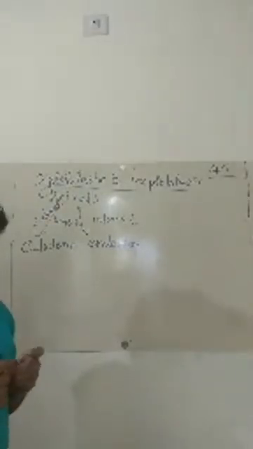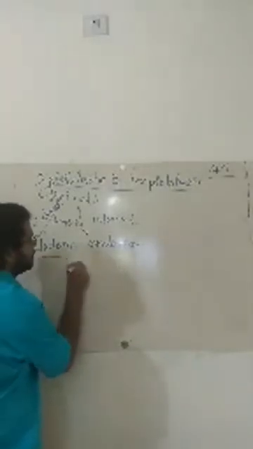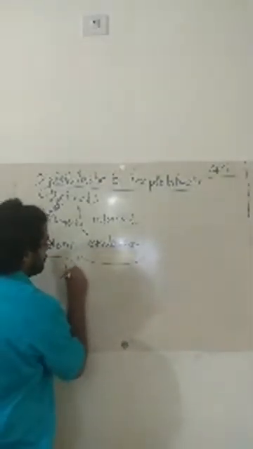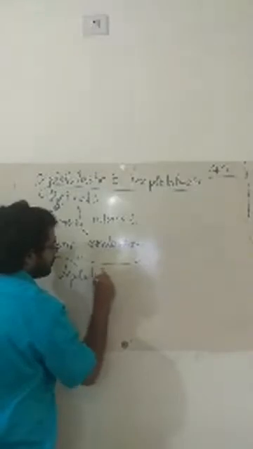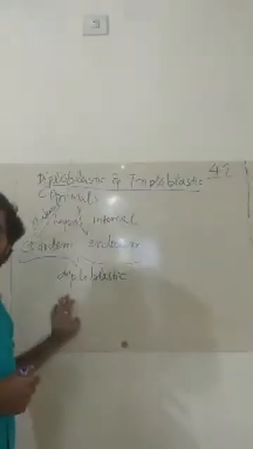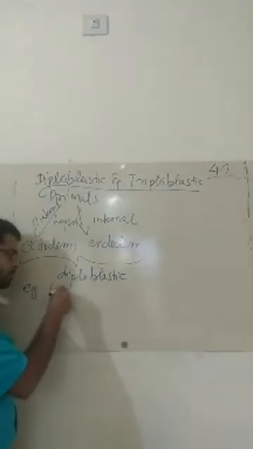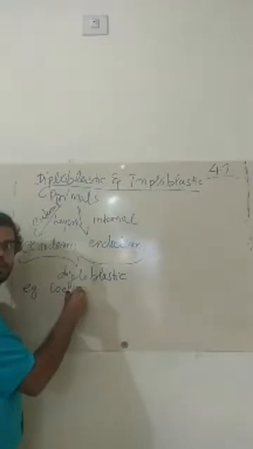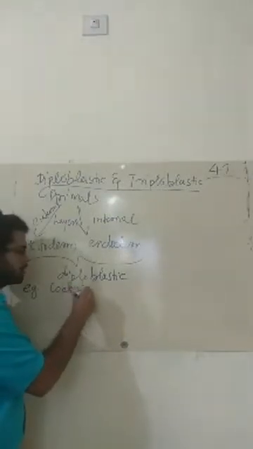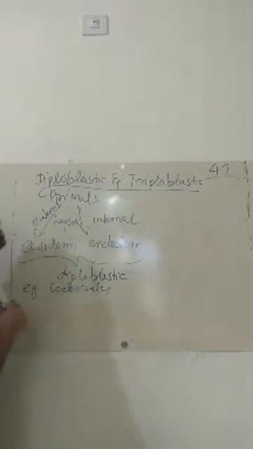External is known as the ectoderm, and the internal is known as the endoderm. Okay, which are called the diploblastic animals, the animals which have two layers, the external ectoderm and internal endoderm. Okay, example, cnidarians.